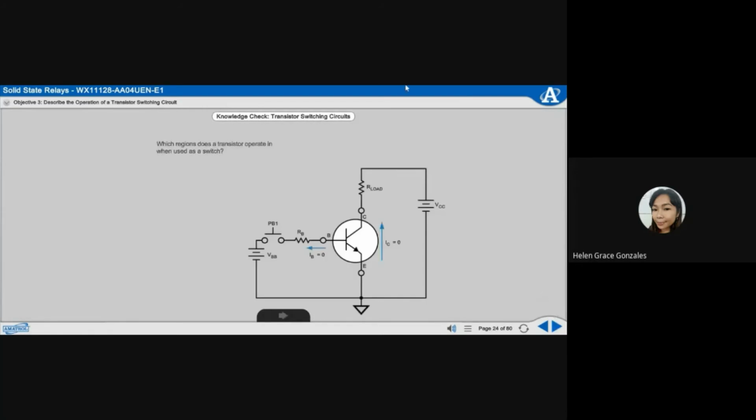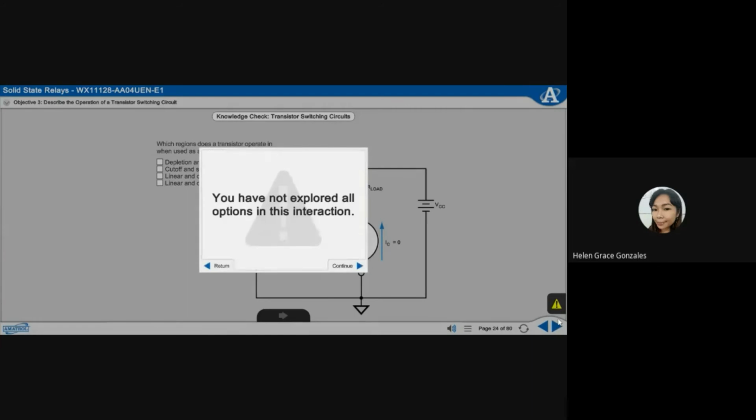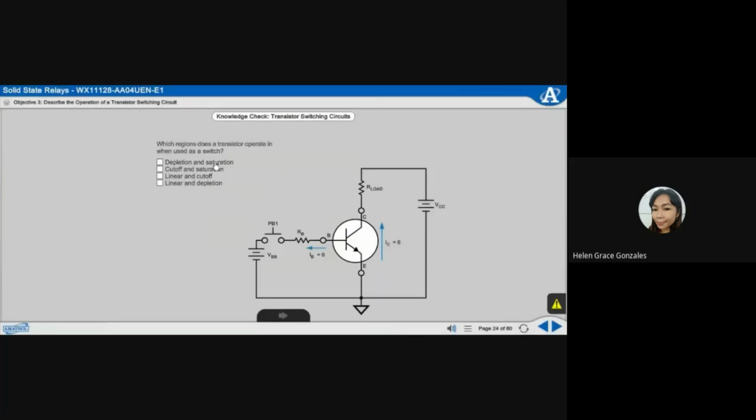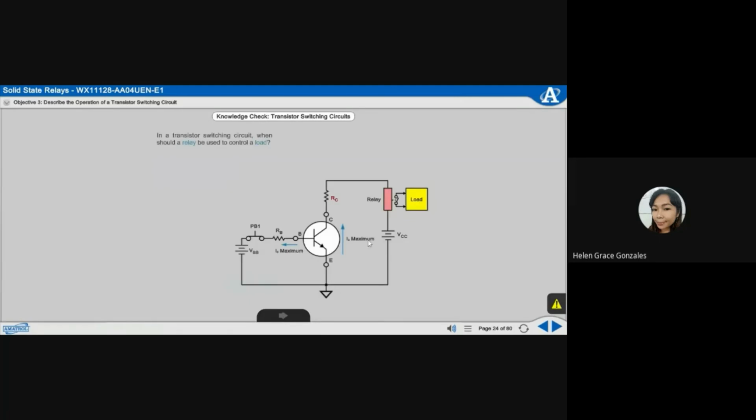Which regions does a transistor operate in when used as a switch? In a transistor switching circuit, when should a relay be used to control a load?